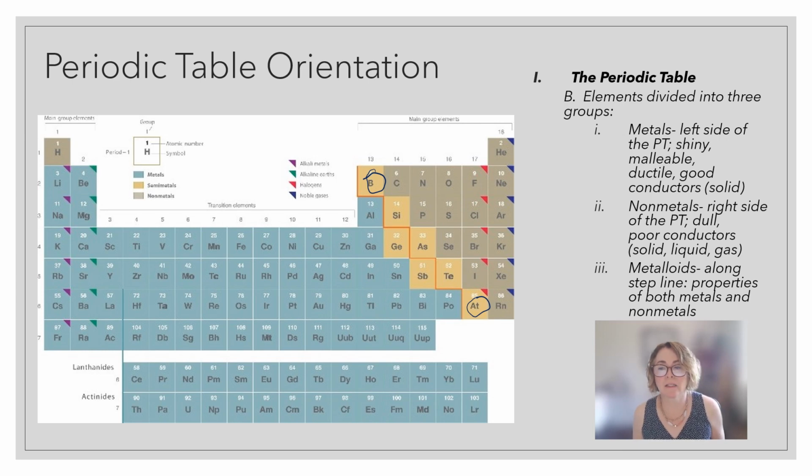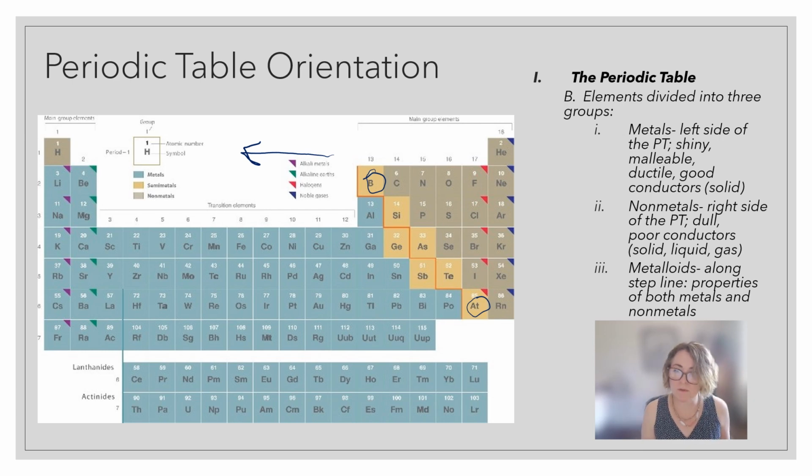What you will notice in orange is there is a stair step starting up at boron, starting right up here, and it goes all the way down to here. On the left side of that stair step, that's where you will find your metals. Metals tend to be shiny. They are malleable, which means that you can bend them and pound them out into thin sheets. They are ductile, which means they can be drawn into wires, and they are very good conductors of electricity and heat.